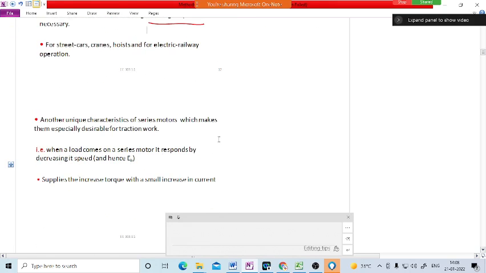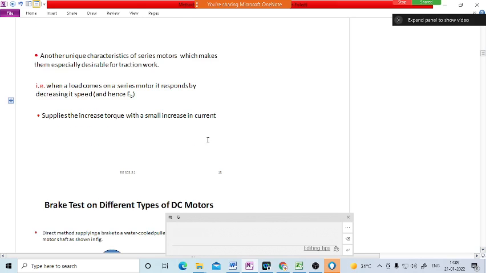And another unique characteristic of the DC series motor which makes it specially suited for traction work is that when load comes on the DC series motor, it responds by decreasing its speed, supplying the increase in torque with a small increment of current. Okay, that is the special case of the DC series motor.